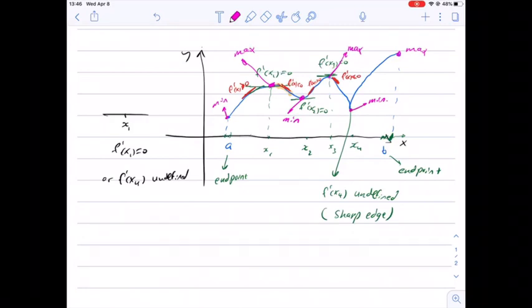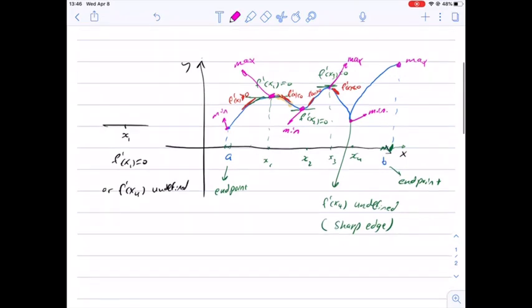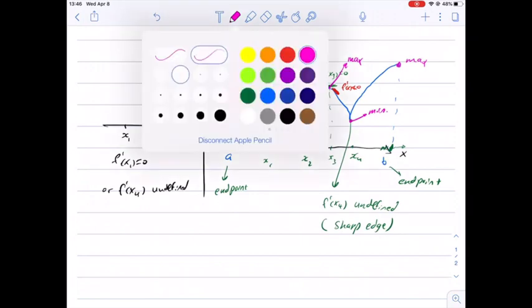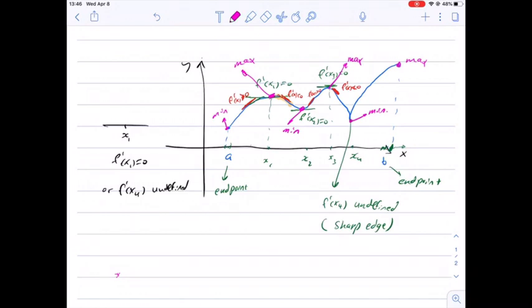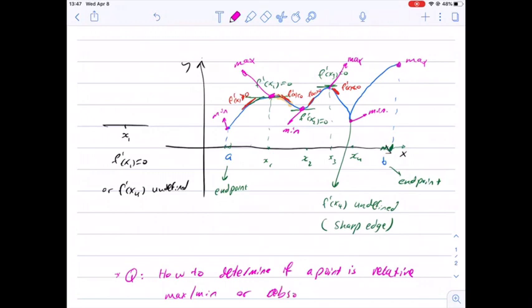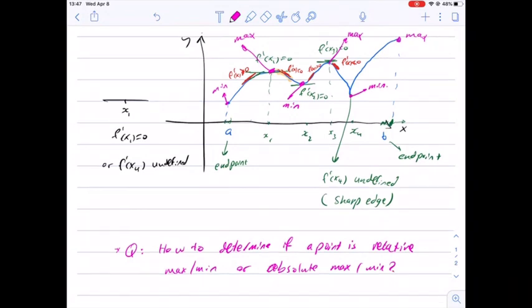So now how can we determine if the point is relative max or absolute max, relative min or absolute min? This is our question here: how to determine if a point is relative or absolute max or min. This is another question.